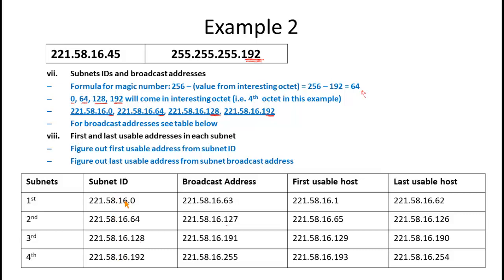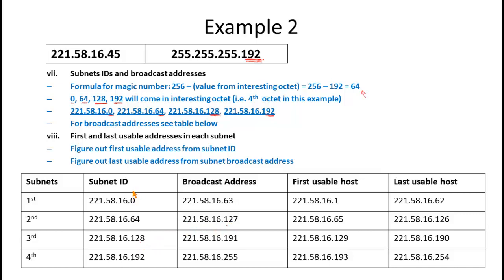To determine the broadcast address of a subnet ID, we see the subnet ID of the second subnet. It is 64, so the broadcast address of the first subnet will be 64 minus 1, which is 63. The subnet ID of the third subnet is 128, so the broadcast of the second subnet will be 127, and so on.